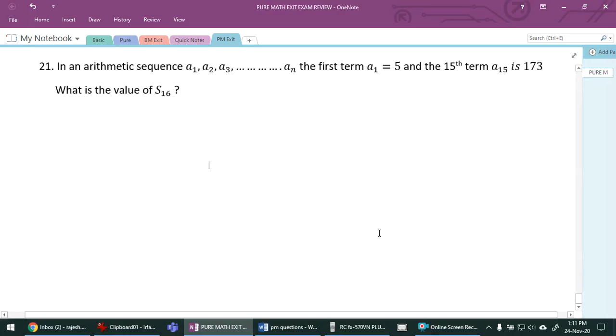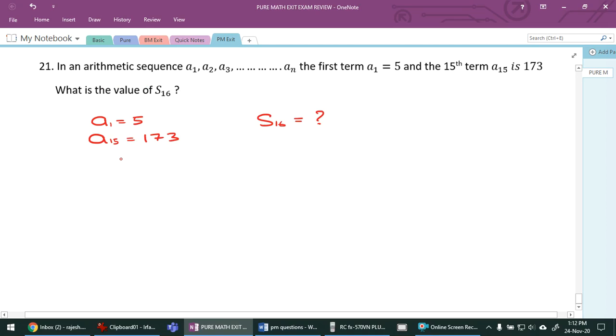Question number 21. In an arithmetic sequence a1, a2, a3, etc. an, the first term is a1 equal to 5. And the 15th term a15 is 173. What is the value of S16? S16 means sum of first 16 terms.